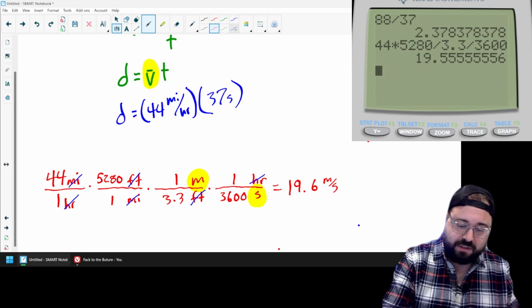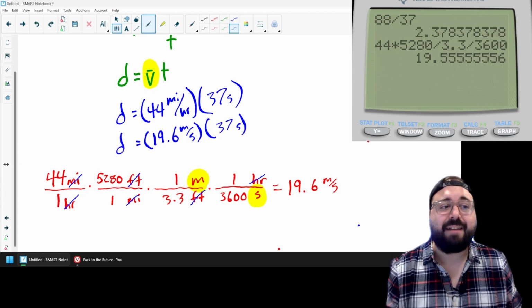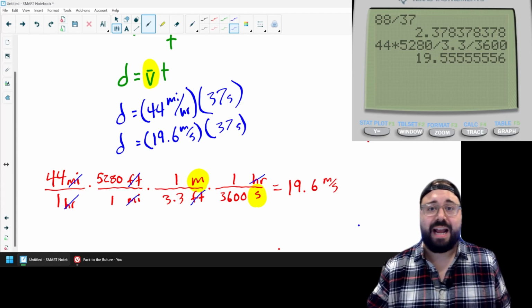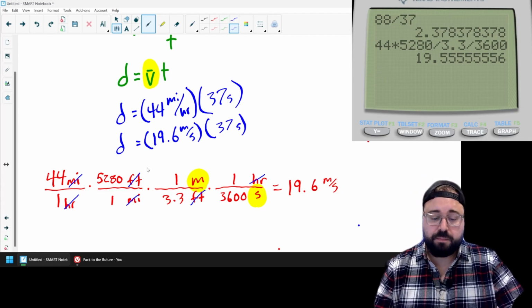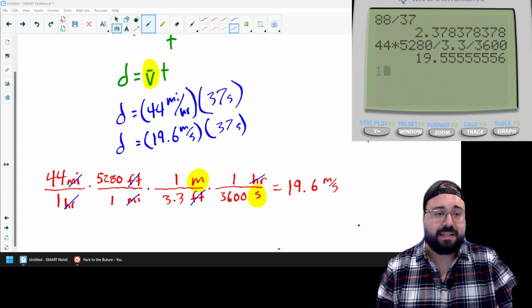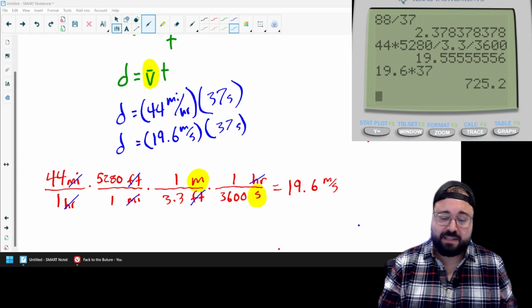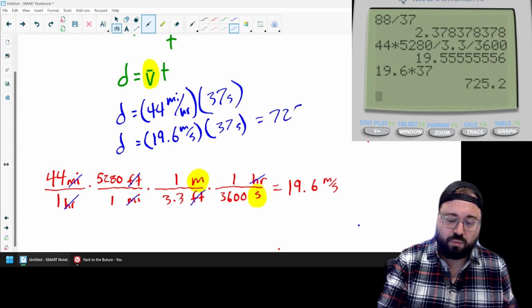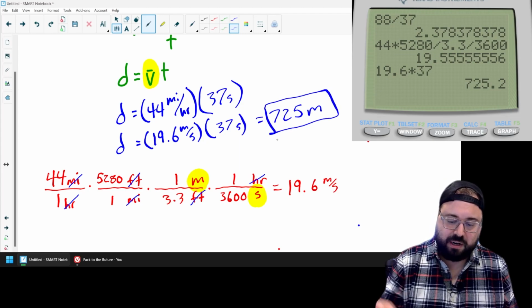So come back to our problem here. We're going to say, okay, distance is 19.6 meters per second times 37 seconds. Again, we're taking the average speed of this car. If it went from 0 to 88 at a steady rate, its average speed would be 44, right in the middle. So we take that 44 miles an hour, 19.6 meters per second, times 37, and we get an answer of 725 meters. We'll just leave it right there, 725 meters.